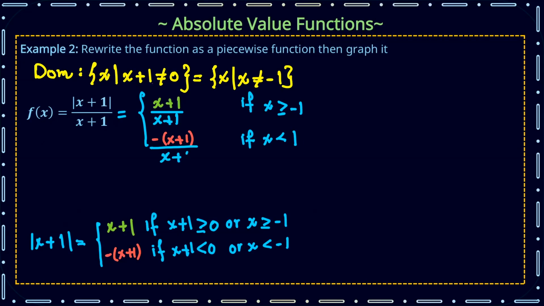Since x can't be negative 1, we must remove the inclusion of negative 1 from our domain. We're just going to erase that. There we go. And all you gotta do is simplify each of these. x plus 1 over itself is equal to 1.